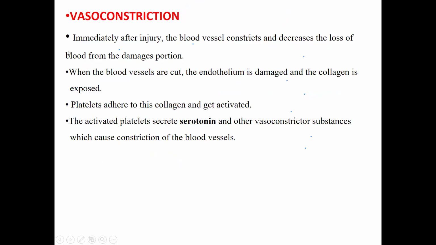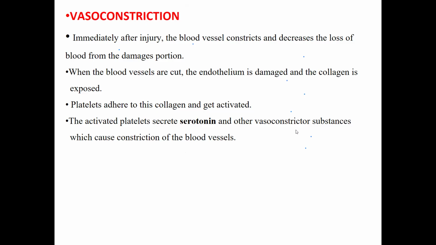Right. So, vasoconstriction immediately after injury. The blood vessel constricts and decreases the loss of blood from the damaged portion. When the blood vessels are cut, the endothelium of the blood vessel is damaged and the collagen is exposed. The blood vessel contains collagen fiber. Platelets adhere to this collagen and get activated. The activated platelets secrete serotonin and other vasoconstrictor substances, which cause blood vessel constriction.